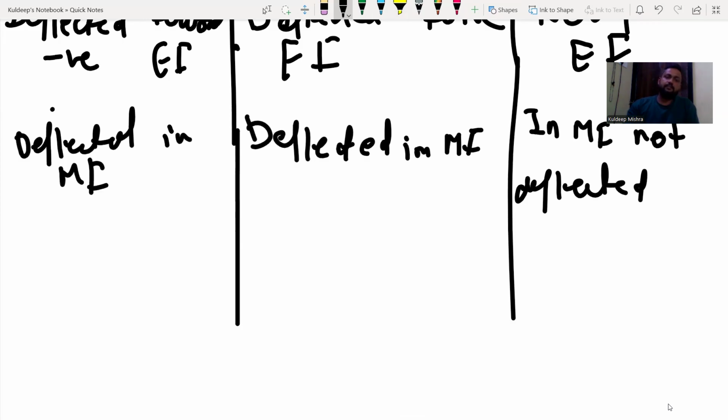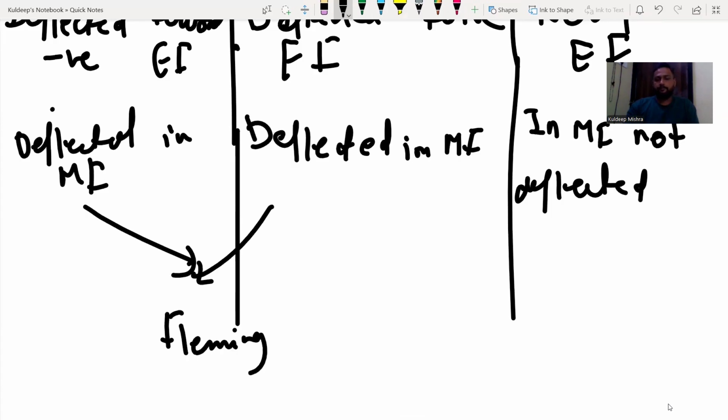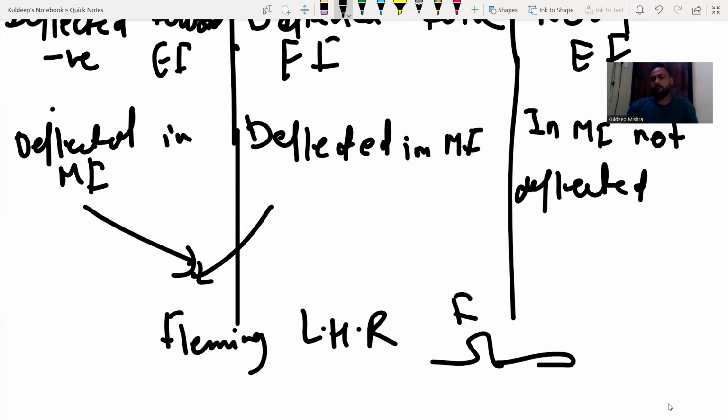And the direction is given by Fleming's left-hand rule. You remember the left-hand rule? Thumb gives the direction of the force. The index finger gives the direction of the magnetic field. And the second finger gives the direction of the current. But use your left hand. Only fools use the right hand, okay?